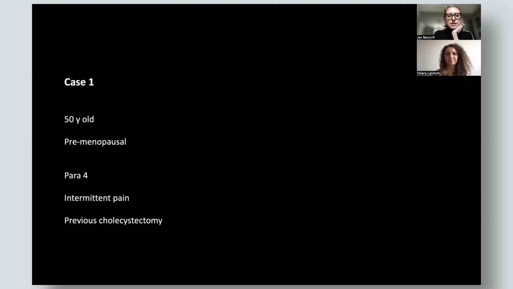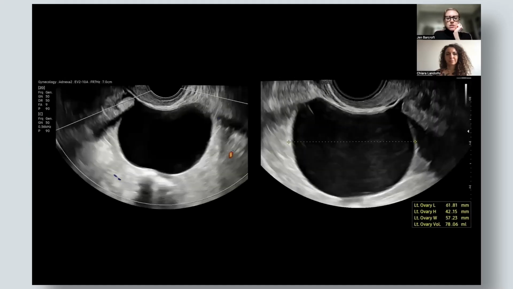So case number 1 is a 50-year-old lady who was premenopausal. She was a para 4 and she presented with intermittent abdominal pain. Of note, she'd had a previous cholecystectomy in her surgical history. So this was the mass that she had on transvaginal ultrasound scan. Taking a systematic approach to evaluating it, we have a unilocular cystic structure, so one locule, no solid components present. It's got nice regular cyst walls.